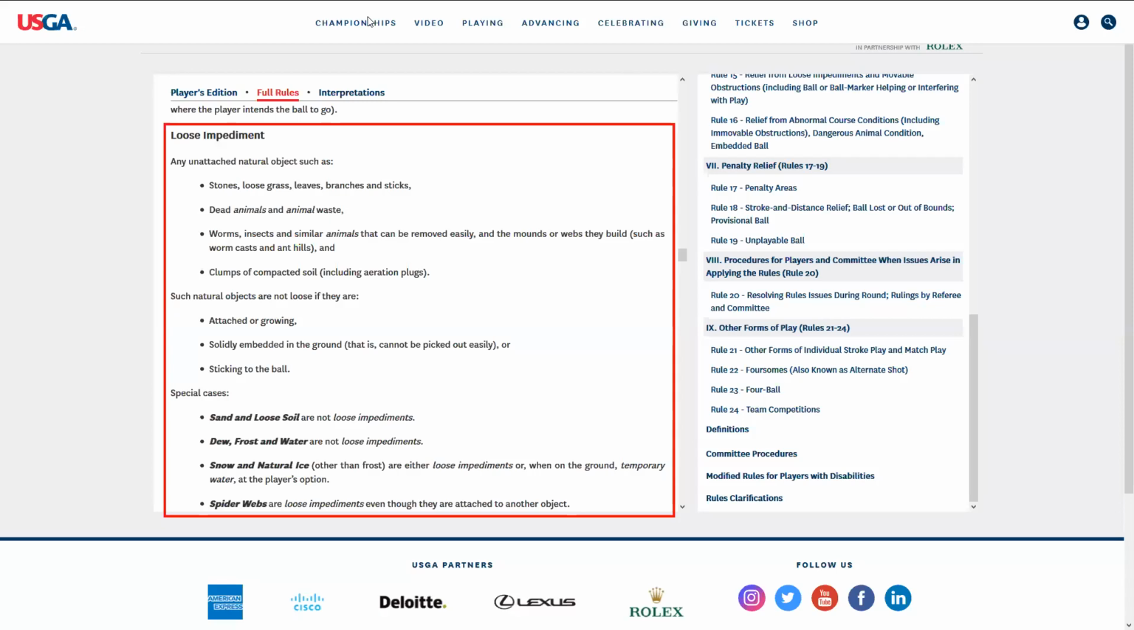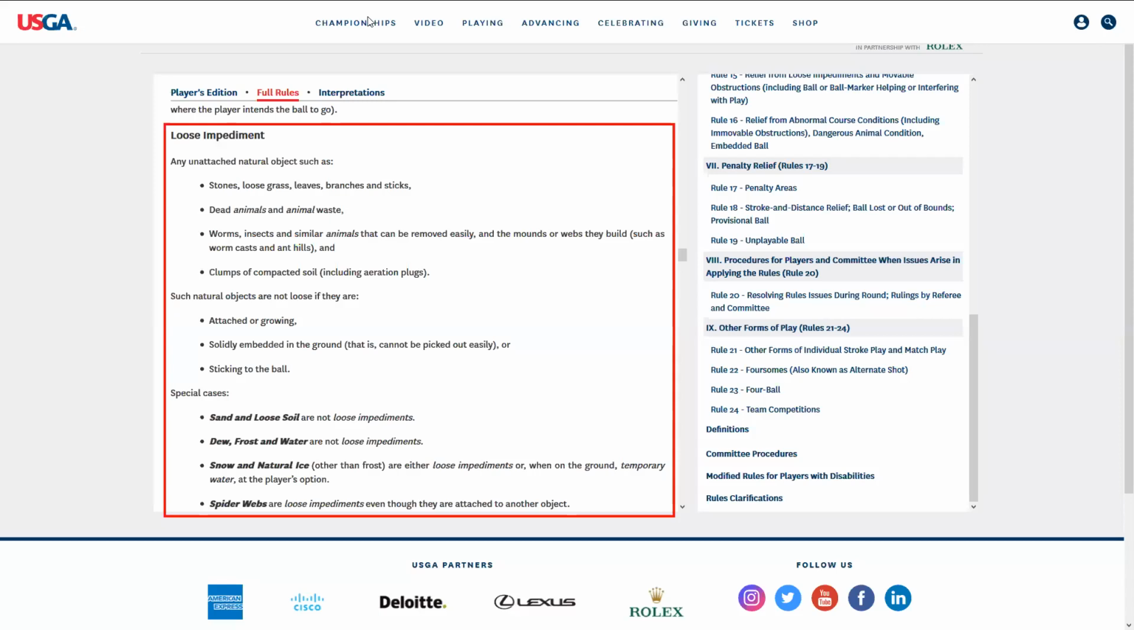The old rule said sand and loose soil are not loose impediments unless it's on the putting green, meaning that if it's on the putting green, you could move it. Under the new rules, you can still move sand and soil from the putting green, so there's no change in outcome. But there is a change in definition. Sand and loose soil are not loose impediments. So it would not surprise me in the national exam if you had something like, can sand and loose soil ever be loose impediments? And the answer is no, because the definition says they're not.